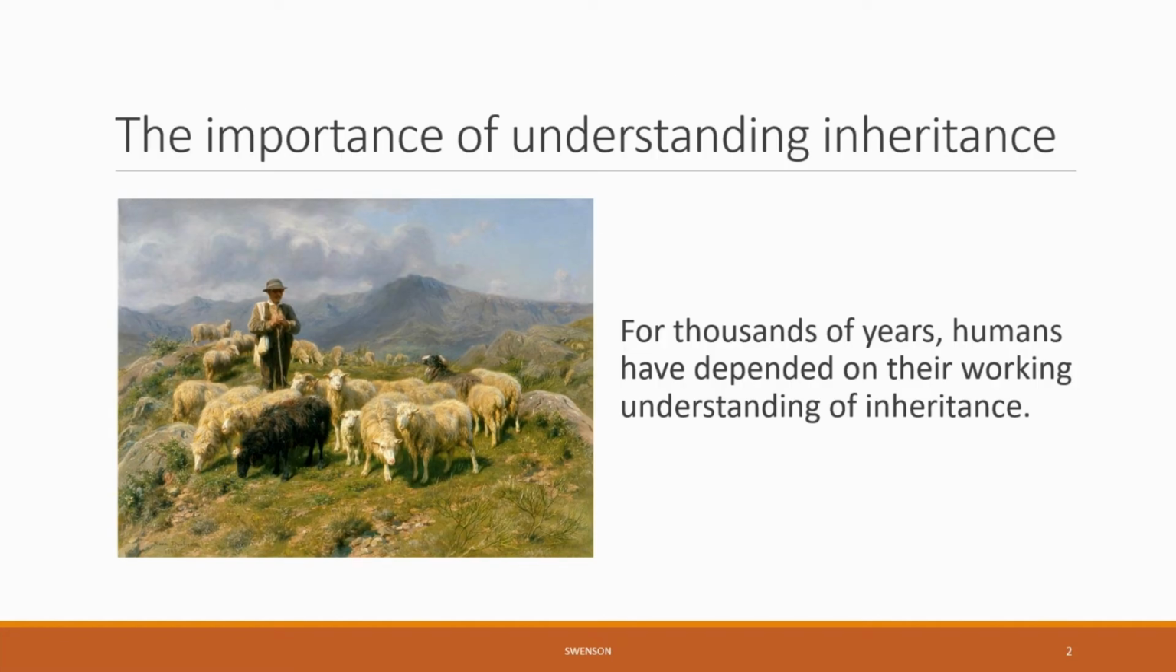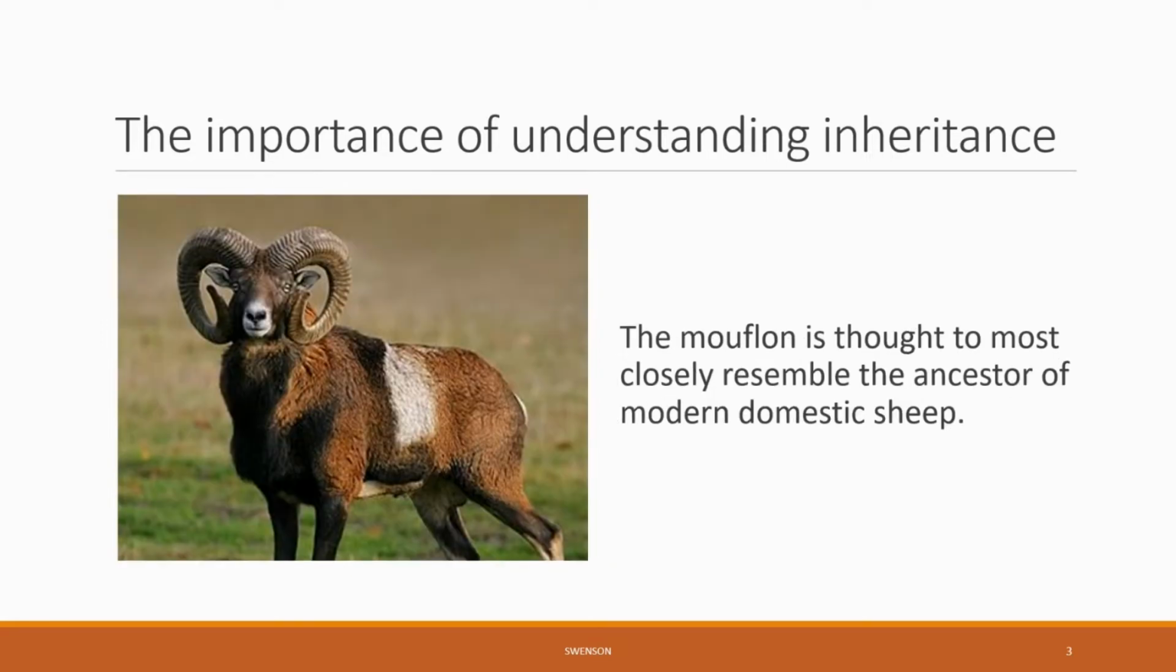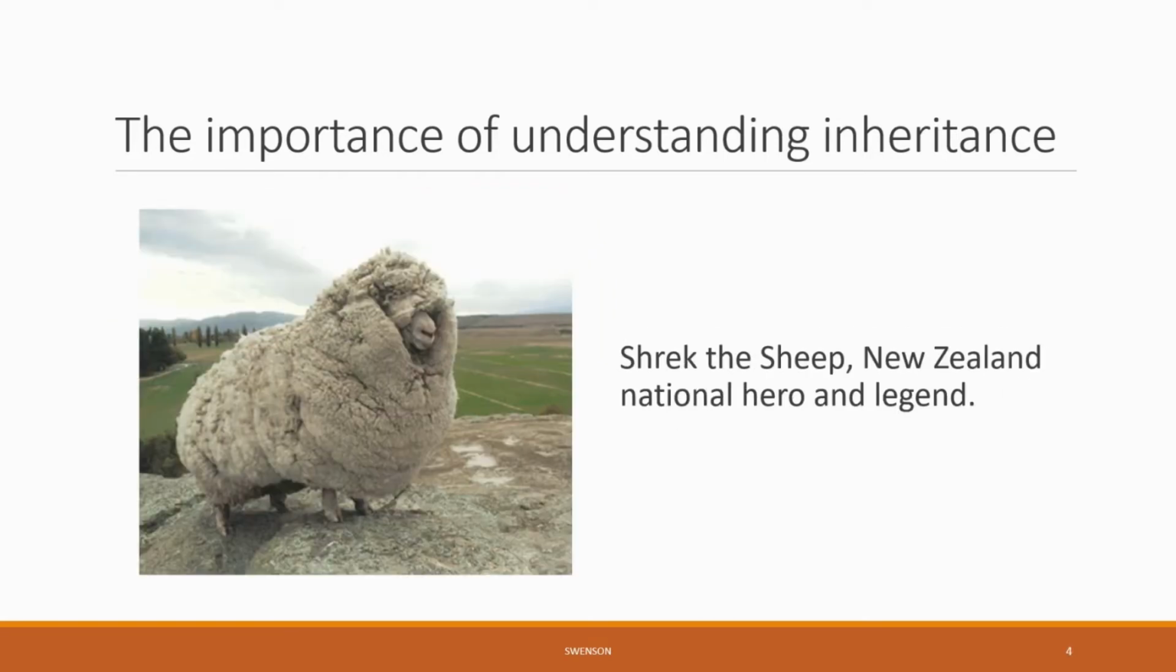For thousands of years, humans have depended on their working understanding of inheritance. And we have used that in order to breed animals that were better suited to our needs. Here, the mouflon is thought to most closely resemble the ancestor of modern domestic sheep. And since then, sheep have come a long way.